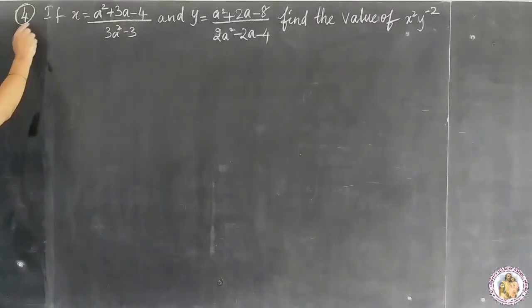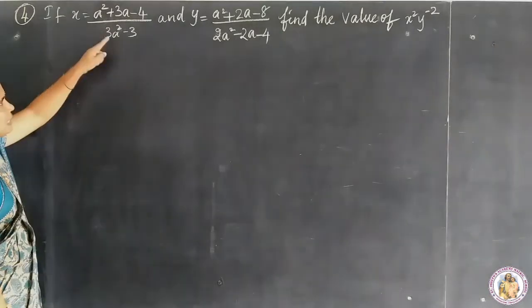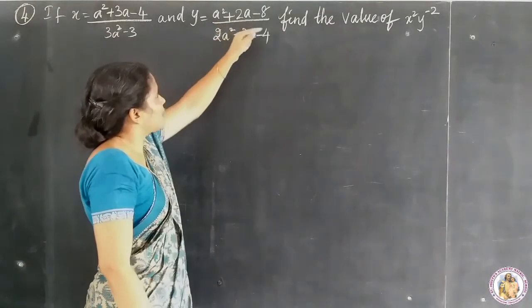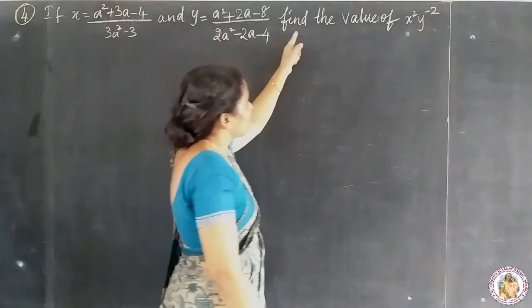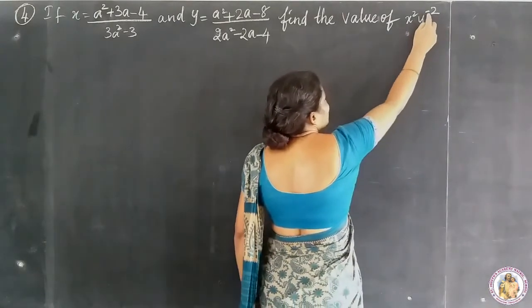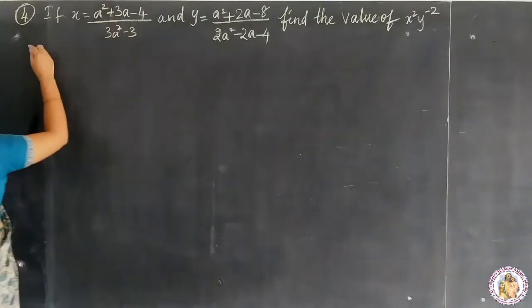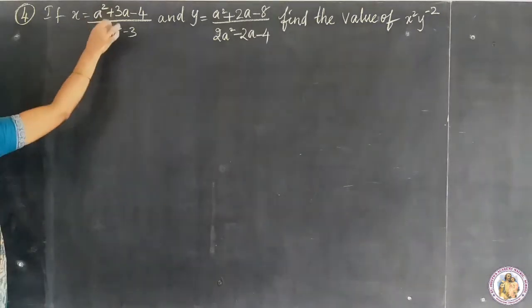Question number 4. If x is equal to a square plus 3a minus 4 divided by 3a square minus 3 and y is equal to a square plus 2a minus 8 divided by 2a square minus 2a minus 4. Find the value of x square into y square minus 2. Okay. Now let us find the factors first. So to find the value of x, let us solve this.